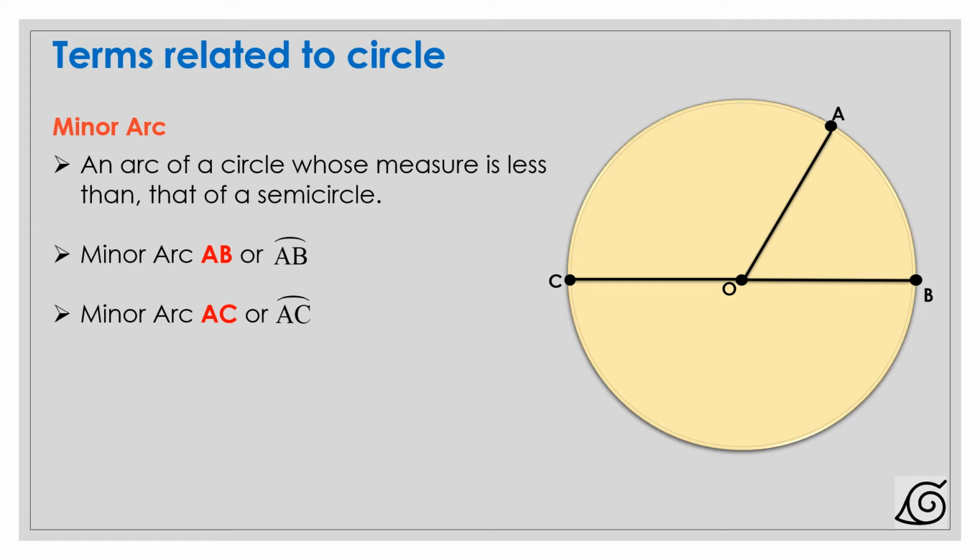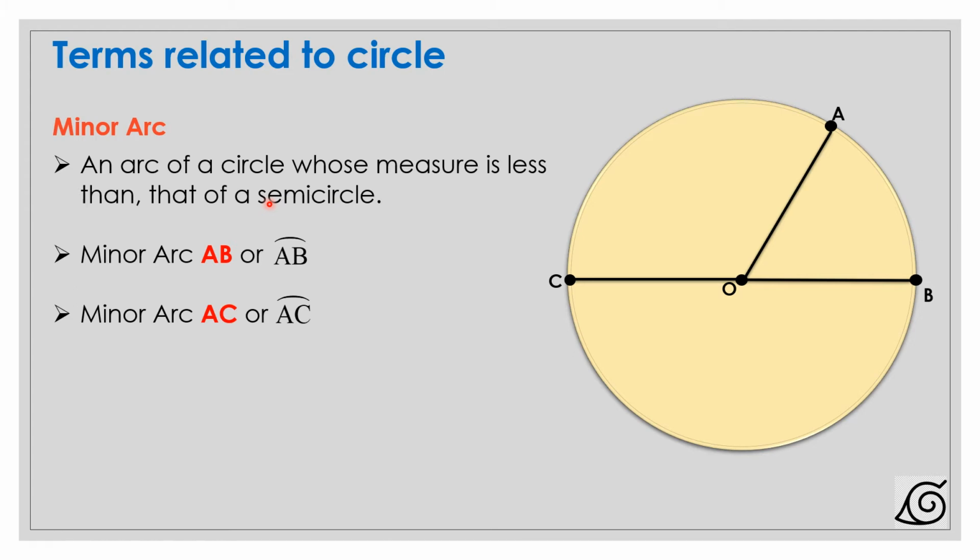Minor arc. Okay, so this is one of the types or kinds of arc. Minor arc is an arc of a circle whose measure is less than that of a semicircle. So, ito ang arc na kung saan may sukat ito na hindi hihigit sa kalahati ng isang circle o semicircle po.